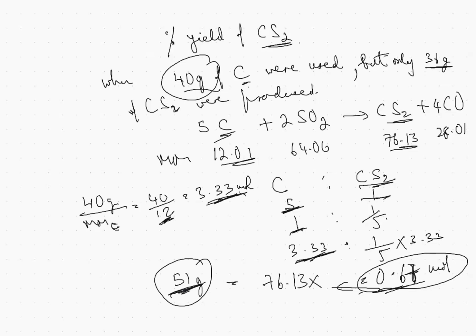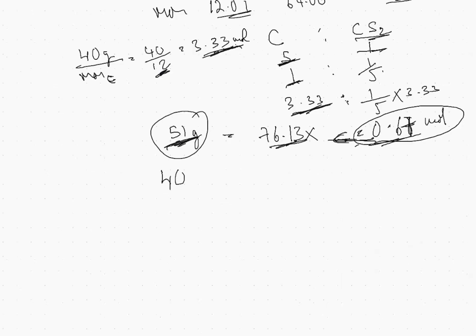Okay. Now we need to find that in grams. We multiplied by the molar mass of CS2 and we got 51 grams. So what it says here is, if we had 40 grams of carbon, we should have got 51 grams of CS2, but we got only 36. So that's the percentage yield.